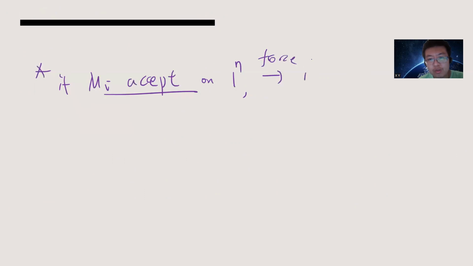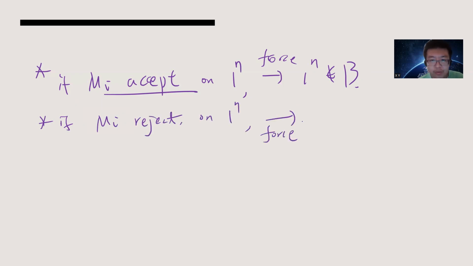Okay, and so finally Mi will stop, right? Because Mi takes only 2^n divided by 10 steps. So if Mi accepts on this 1^n, then I can force 1^n not in B. And if Mi rejects on 1^n, then I just force what?